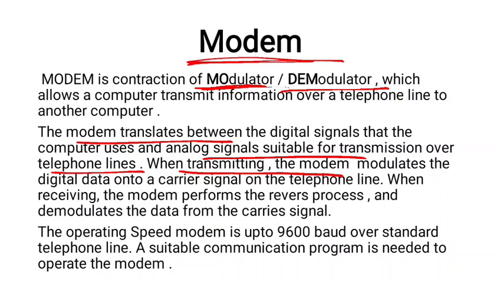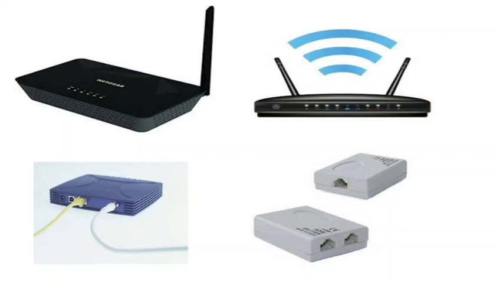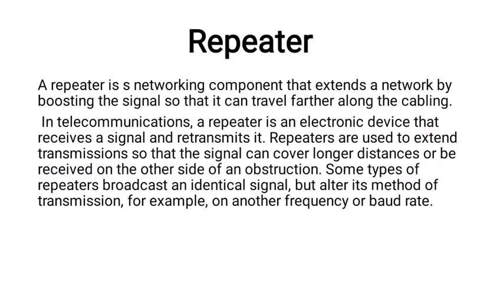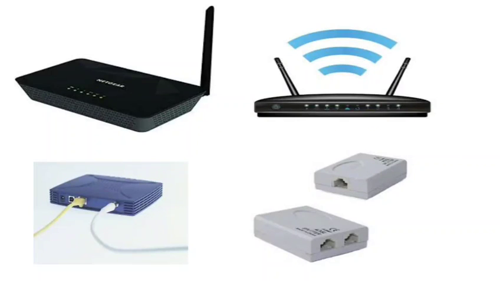Now next is the operating speed. Modem operates up to 9600 baud over standard telephone lines. A suitable communication program is needed to operate the modem. Now this is an image of a modem, which helps us connect our computer system and helps us transmit information.